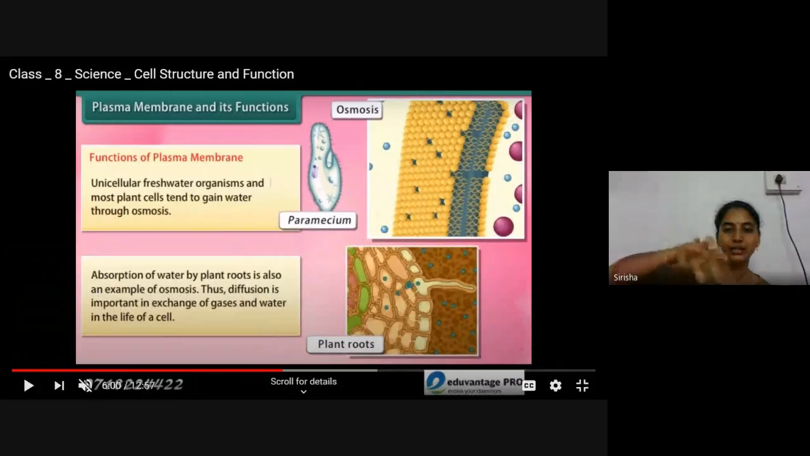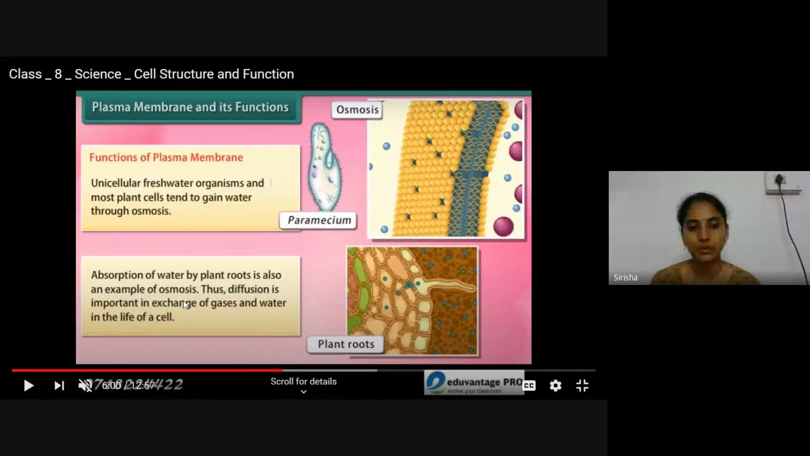So what will happen finally? The water holding capacity of that cell increases, and at a particular point it becomes saturated. So what will happen? Finally, it gets burst. Absorption of water should not happen. That is why bursting of the cell should not happen. That is why the plasma membrane is a selectively permeable membrane.